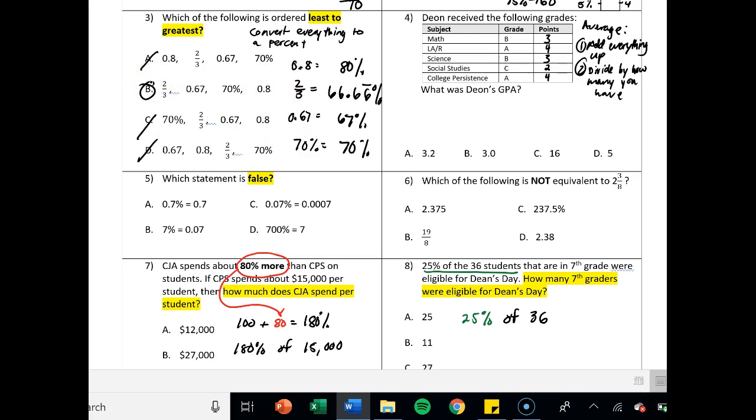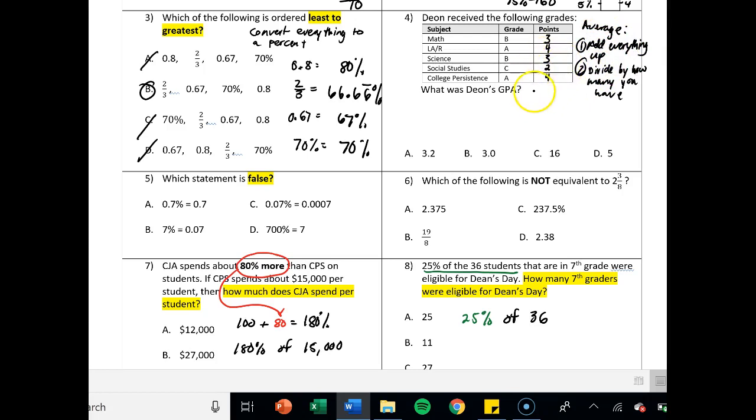For grade point average, Dion received the following grades. Remember, a B is worth 3 points and A is worth 4 points. B is 3 points, C is worth 2 points, and an A is worth 4 points. What's his grade point average? To find average, add everything up. Step 1. Step 2, divide by how many you have.